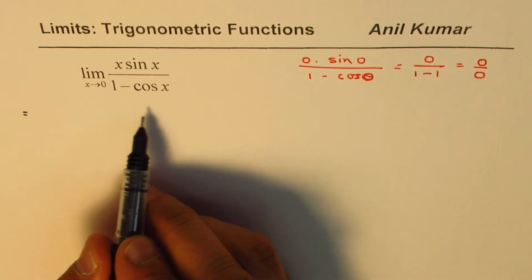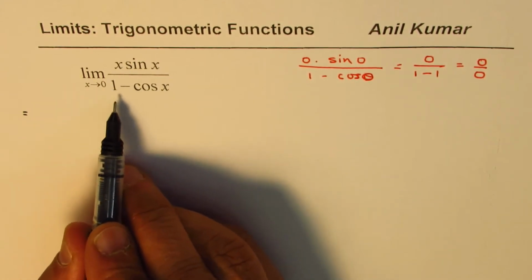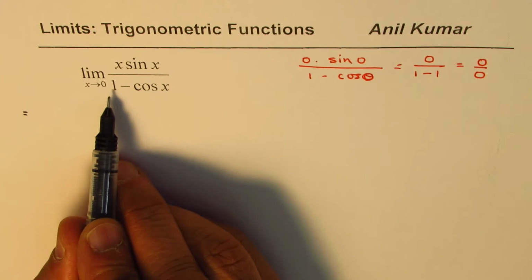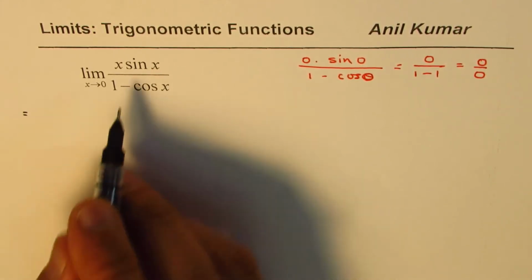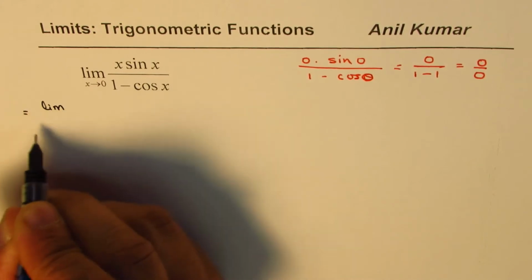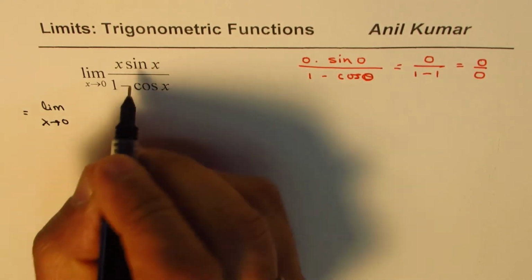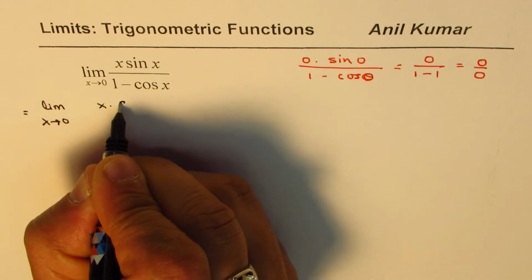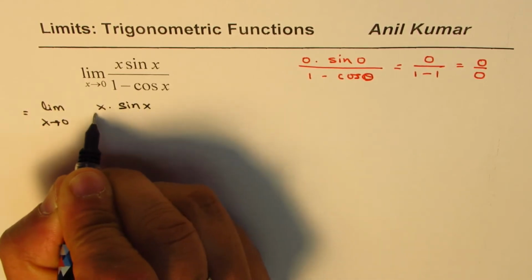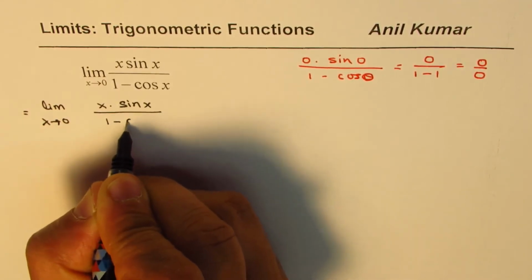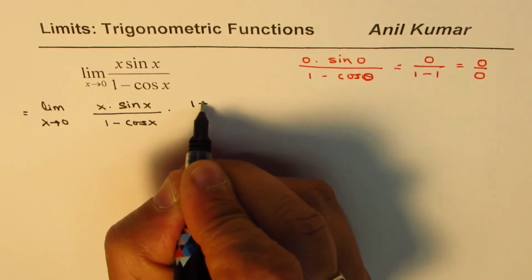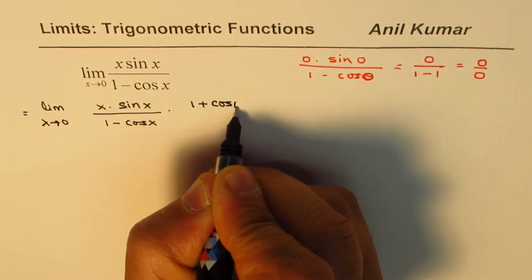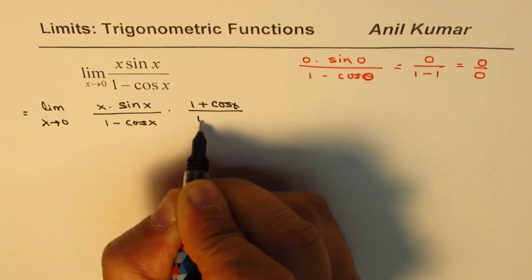Now, one of the best ways of solving this will be to rationalize. We could multiply and divide by 1 plus cos x, right? So let's do that. We have the limit as x approaches 0 of x times sine x divided by 1 minus cos x. If I multiply and divide by 1 plus cos x, what do I get?